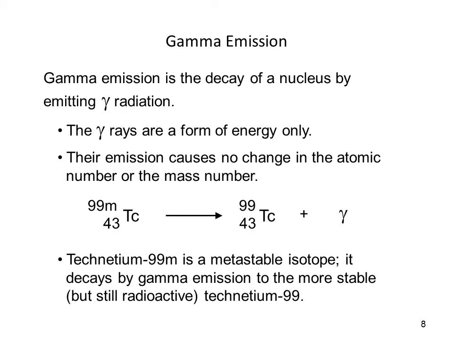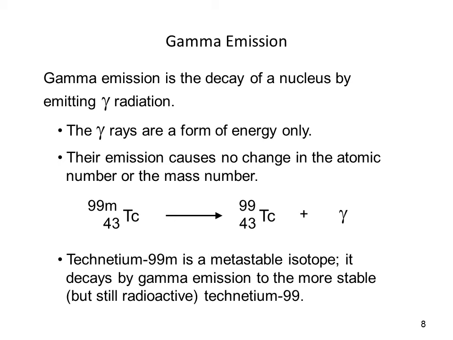Gamma emission is a little different from the others because gamma radiation has no mass and no charge. When you have a gamma ray emitted, there is no change in the charge, and there is no change in the mass, so the element does not change. What happens is that the nucleus is in a high energy state, and it decays to a lower energy state by emitting a gamma ray.